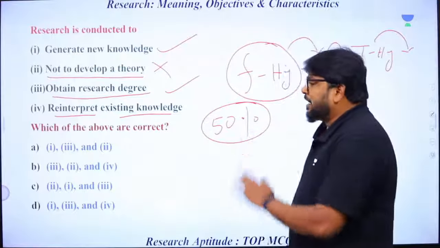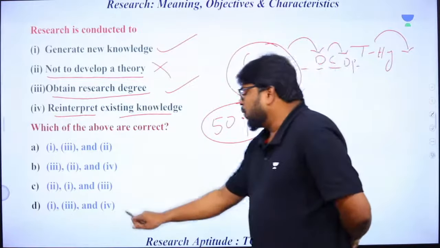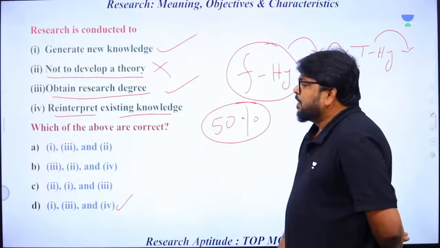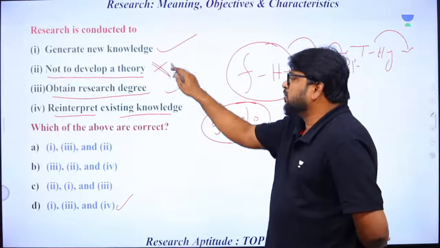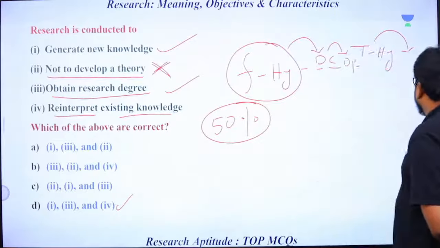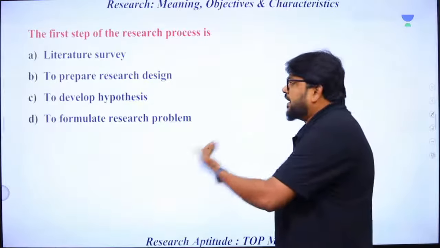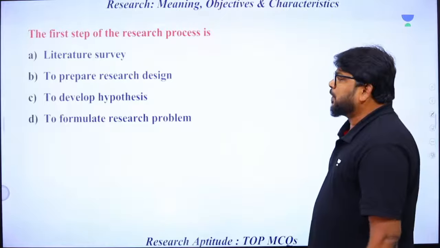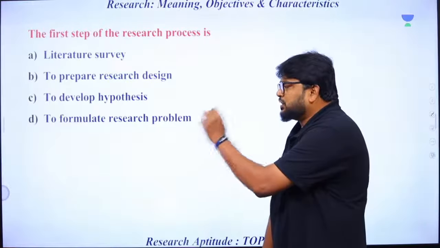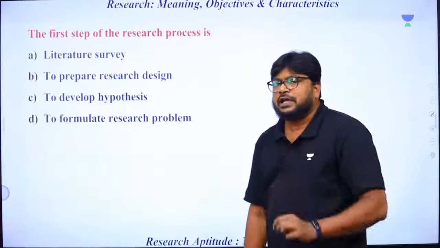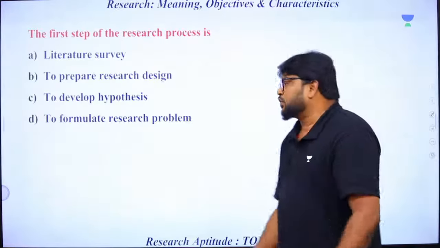In the same manner, if you can see, the answer for this particular question is 1, 2 as well as 4, 1, 3 as well as 4, my dear friends, because 2 is not acceptable. Absolutely correct. Next question. Then again you can see here the first step of research process. I have included these 2-3 questions to tell you how many times this question has been repeated. So you can remember this question, very important.